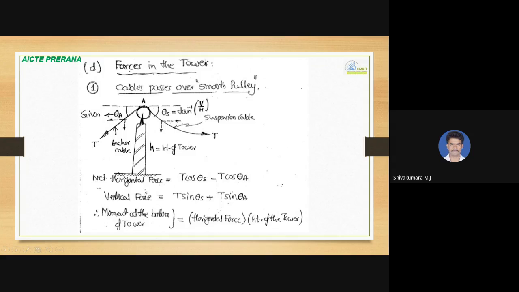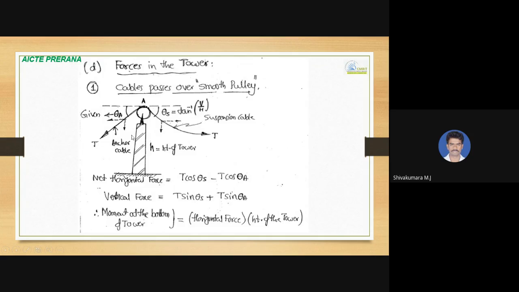This is the height of the tower. The net horizontal force formula is T cos theta S minus T cos theta A. You can resolve this: the horizontal component of this T is T cos theta S, and the horizontal component of this T is T cos theta A. So T cos theta A is towards the left, that is negative. T cos theta S is towards the right, so that is positive. So the net horizontal force is T cos theta S minus T cos theta A.